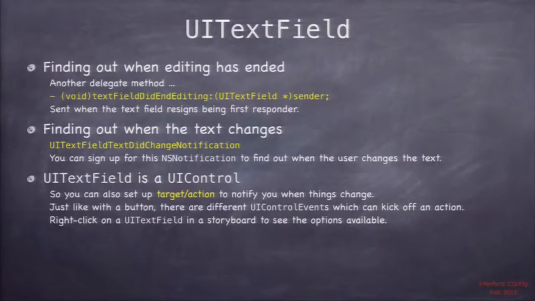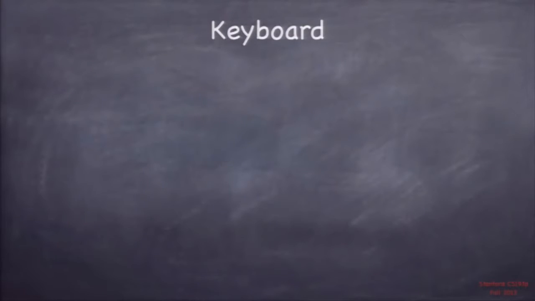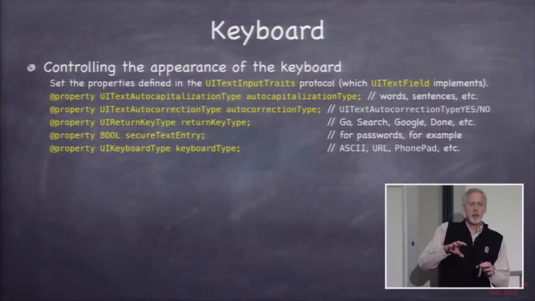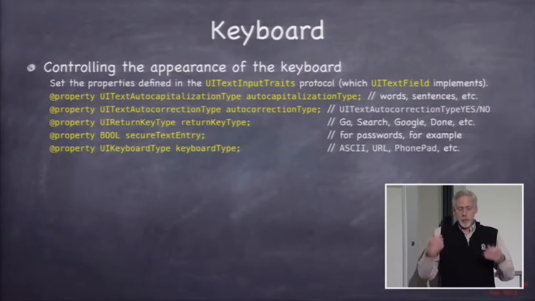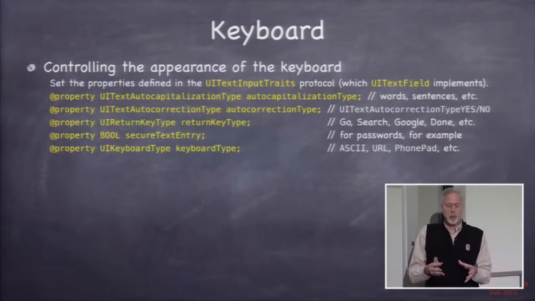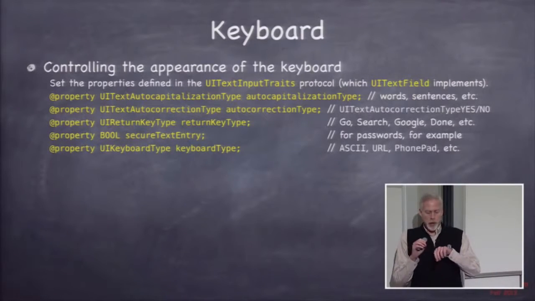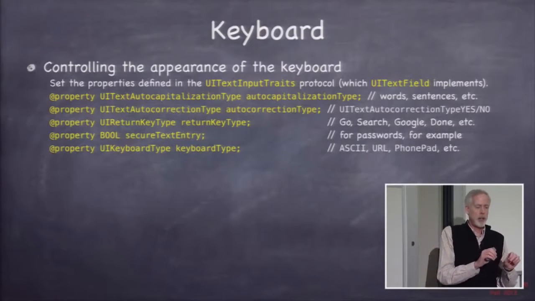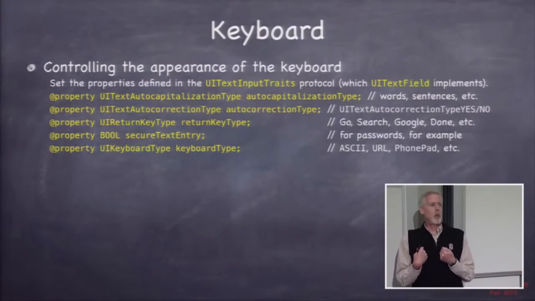And like I said, UI text field is control, so you can set up target action as well. So there's a lot of ways to find out what's going on in a text field, depending on the granularity that you want. The keyboard, there's really no property like give me the keyboard so that I can set properties on it. Okay? When you want to control the appearance of this keyboard, you have to send messages to the class, UI text field or UI text view, that brings the keyboard up.